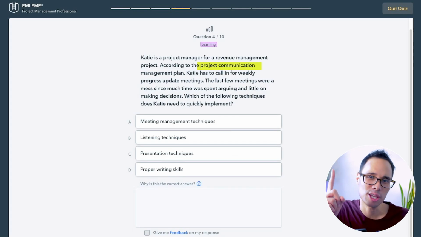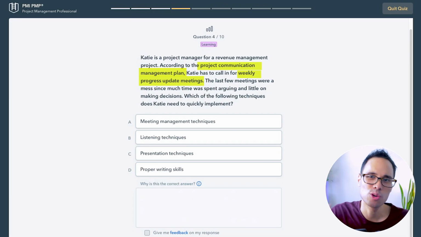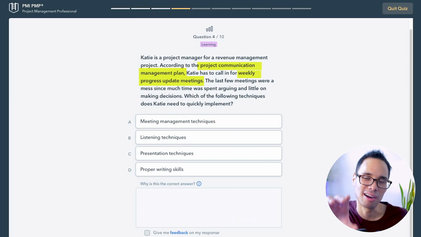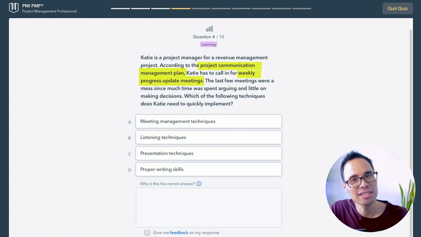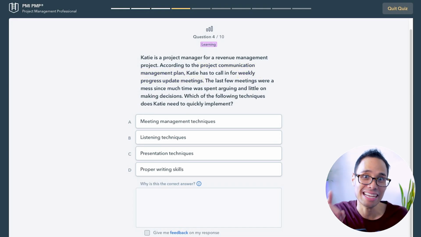They are project communication management plan and weekly progress update meetings. From just these two words alone, we know that we're trying to get everyone's alignment on key decisions and to share the project's latest updates. From this context, it sounds like we need to figure out how to keep everyone on the same page. Let's find the answer that does exactly that.